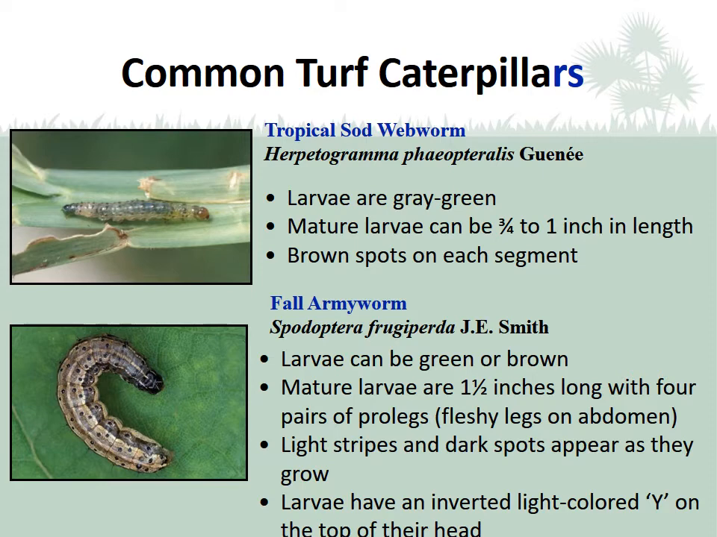Fall armyworms are not very often turf problems. They can be problems with a wide variety of different crops. They have a very wide host range, but there are certain grasses that they'll feed on. Bahia grass a little bit. They could be a huge problem in Bermuda. So for anybody who has a Bermuda lawn, fall armyworm can be a problem.